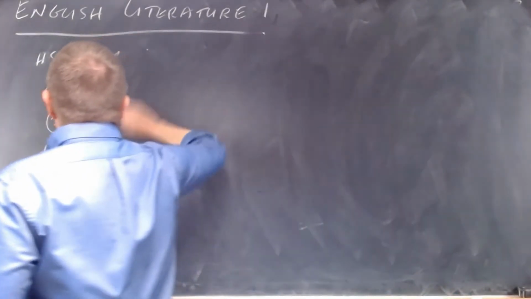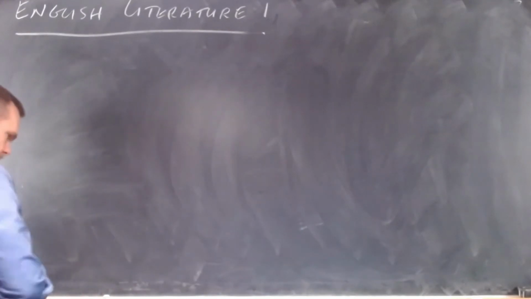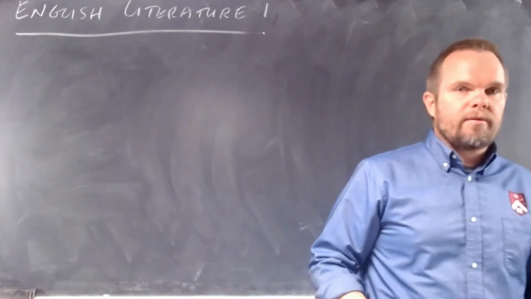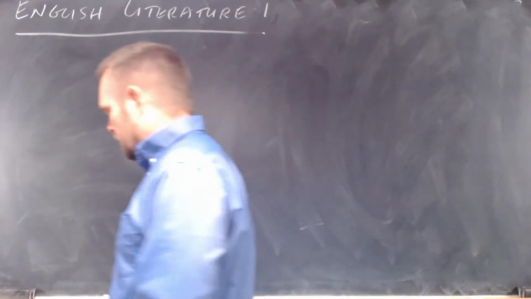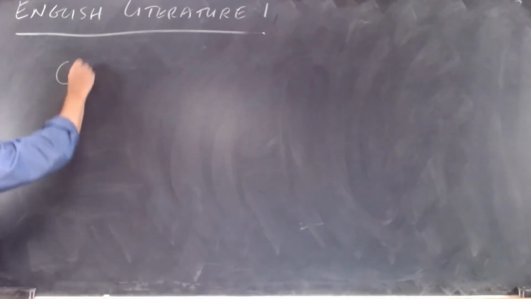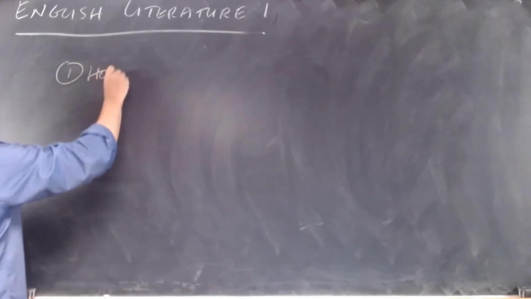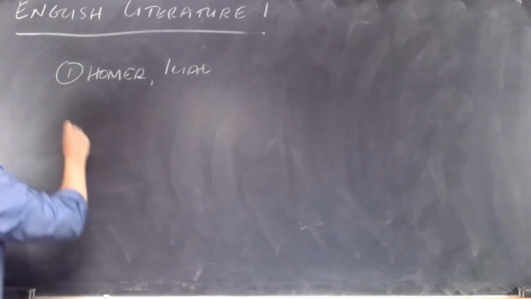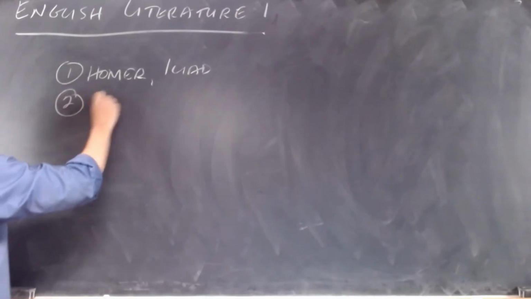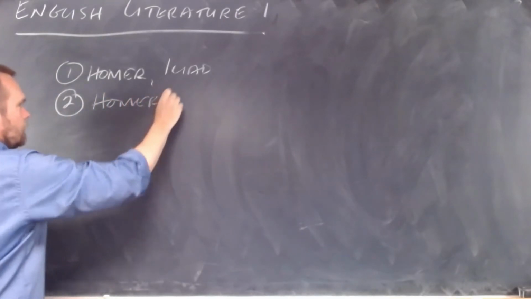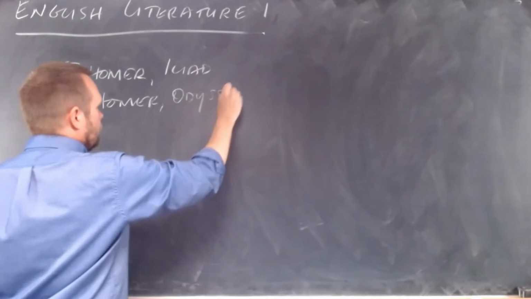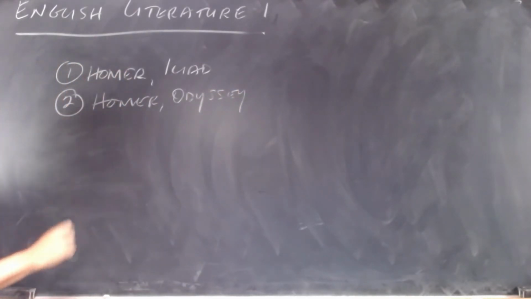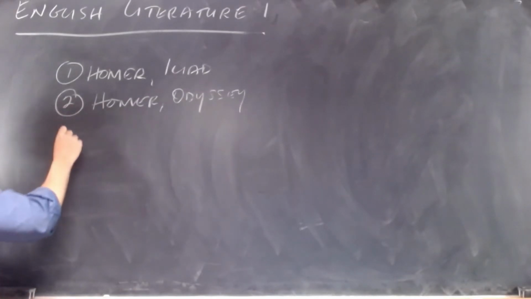What we're going to study in English Literature 1, we're not going to study 100 different books. We're only going to study 2 or 3, maybe 4 different books. The first book we're going to study in English literature, like I said, is Homer's Iliad. That's the first book we're going to study. The second book we're going to study is Homer's Odyssey. Two poems written by Homer, written around 750 BC, about the Trojan War.